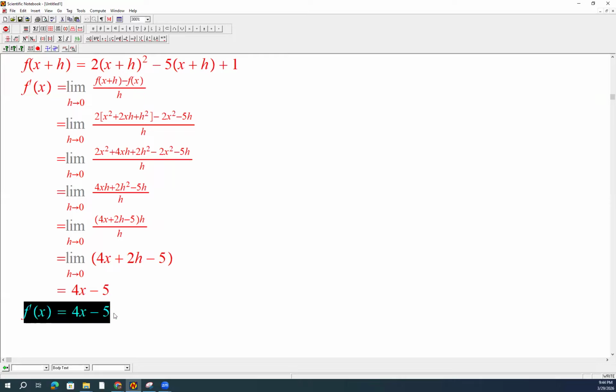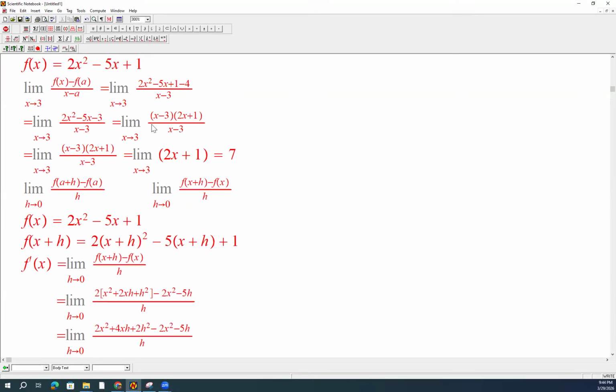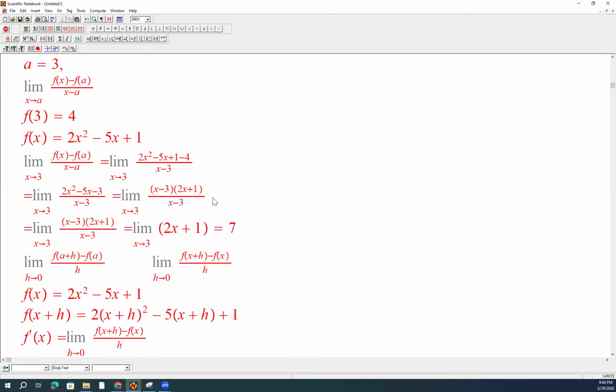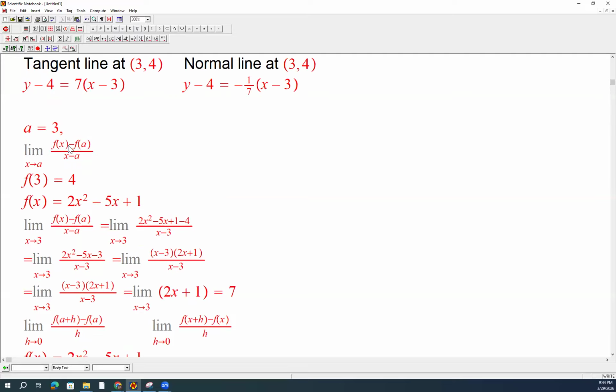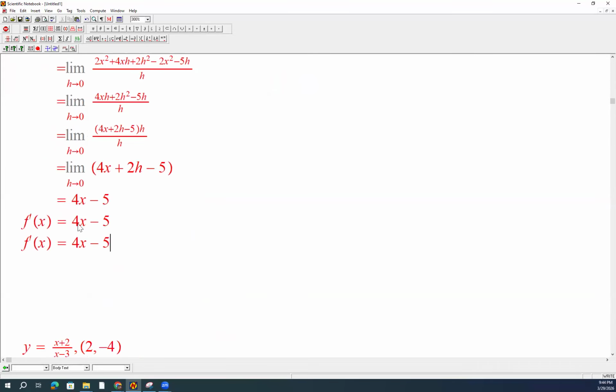For example, for f of 3, which we were considering early on, our point is 3, 4, right? So if I replace x by 3, I will get the slope 7. If you give me another value, say you want 0, well, at 0, it's going to be negative 5.